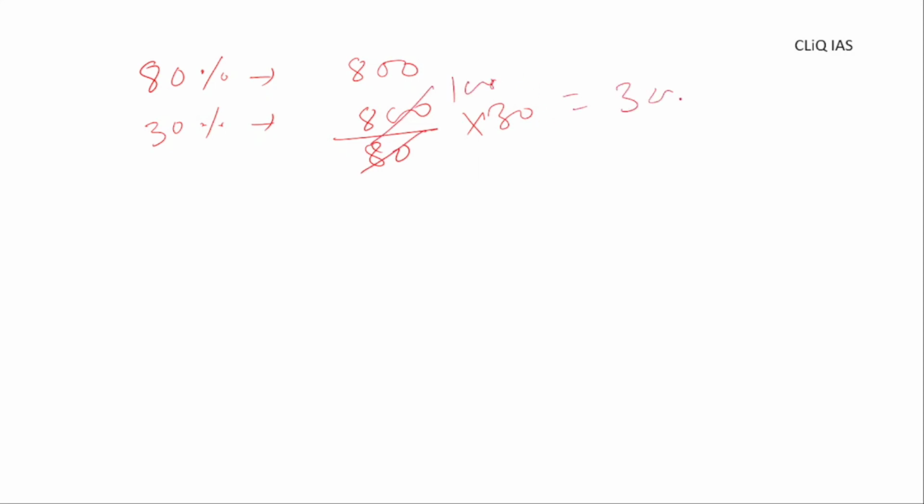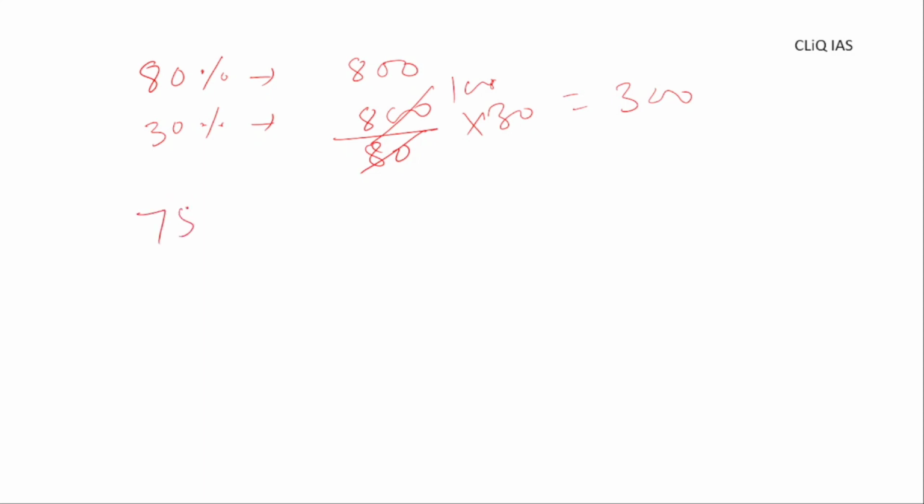Now suppose it is given that 80% is 800. Then how much is 30%? It's simple: 800 by 80 multiplied by 30. That would be your answer. This will cancel by 10, and 10 into 30 equals 300.